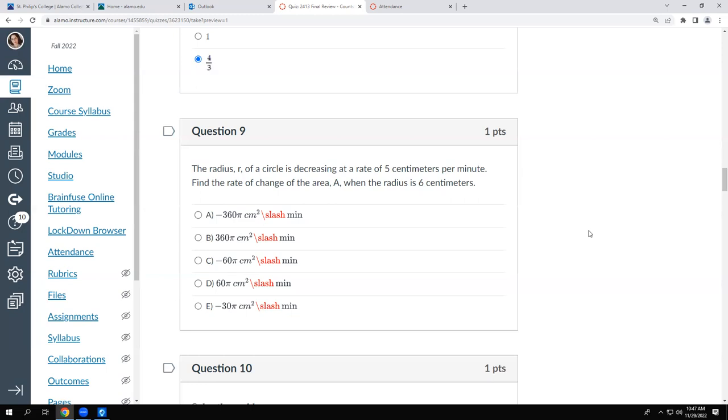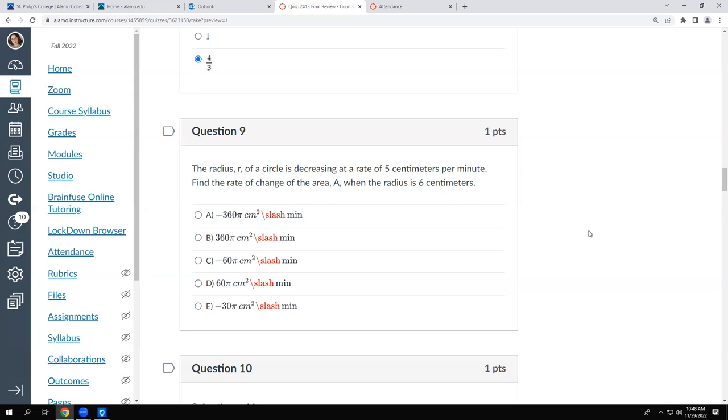So this one says the radius r of a circle is decreasing at a rate of 5 centimeters per minute. How do I write that sentence down on my paper? If the radius is decreasing, are we talking about the value of the original function? What do we do to figure out whether something is decreasing? We did it already on one of the problems. Yes, the derivative. So if it's telling you that it's decreasing, then it's talking about its derivative, okay? So it's not talking about r, it's talking about the derivative of r.